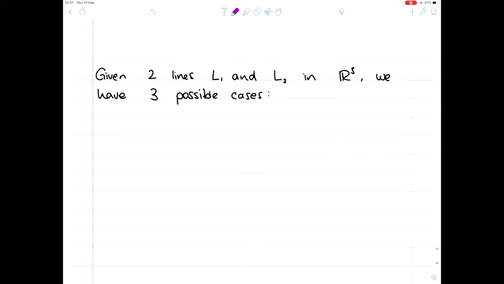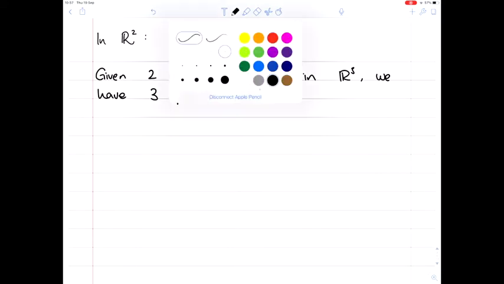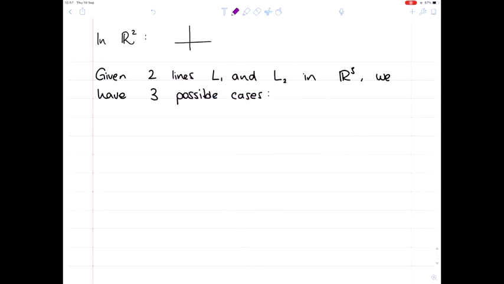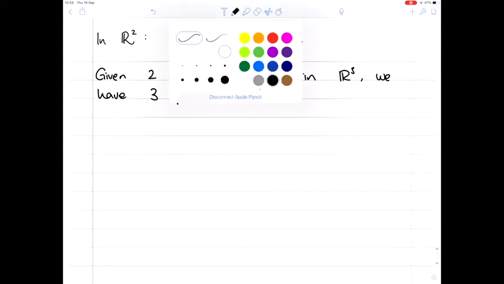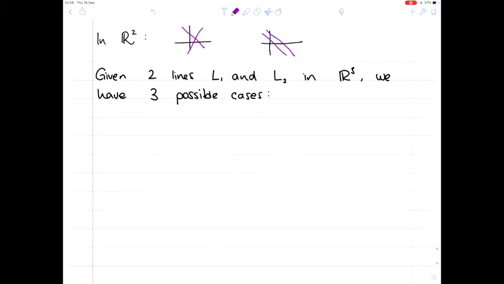So it's worth thinking about the difference between lines in 2 dimensions and 3 dimensions. Now we know that in 2 dimensions, so when we're working in R2, our options in terms of 2 lines are: we can have the 2 lines intersecting, we can have the 2 lines being parallel and never intersecting, and the very special case where the 2 lines actually lie on top of each other, which is kind of a special case of the parallel.